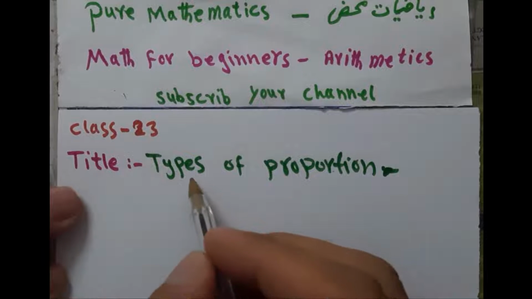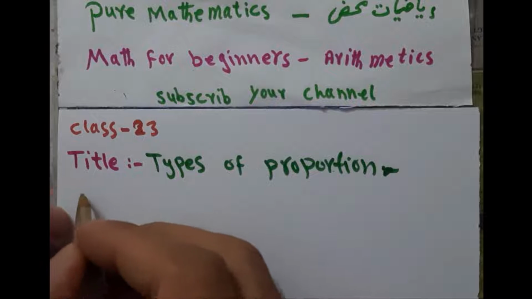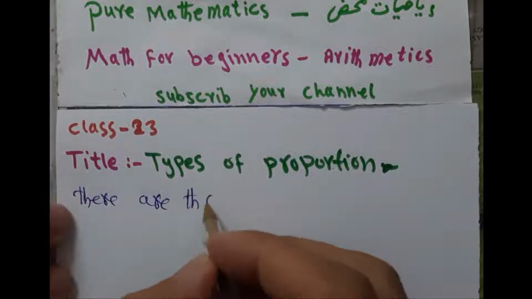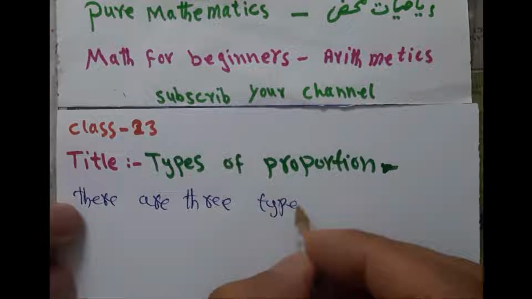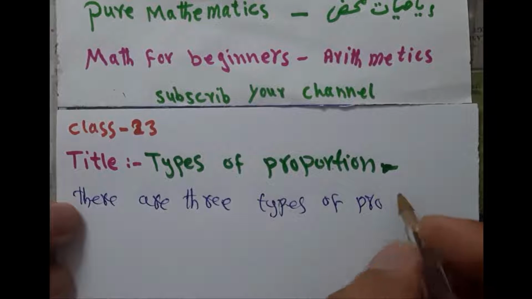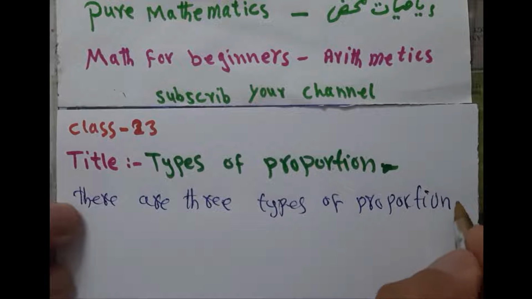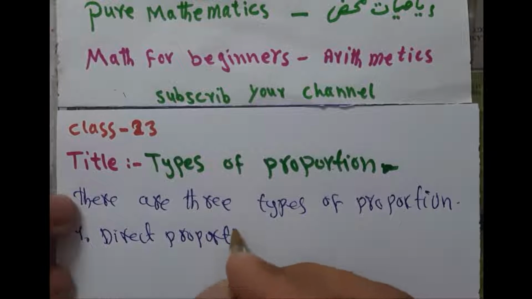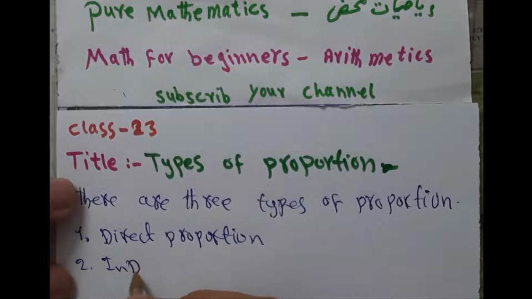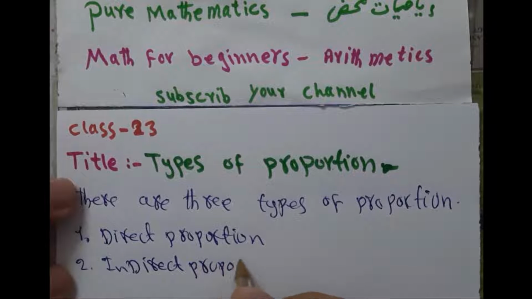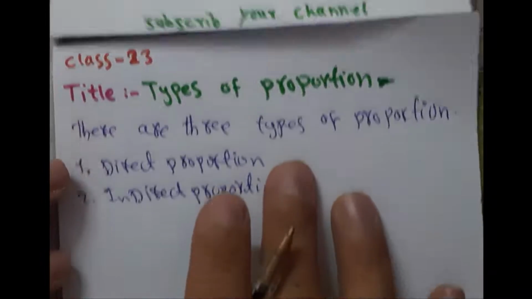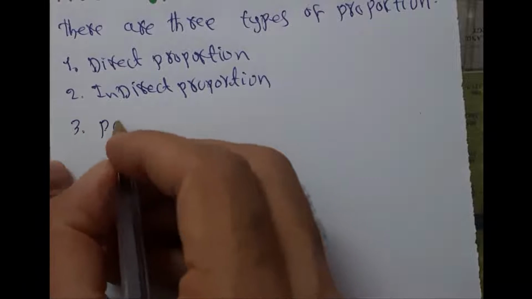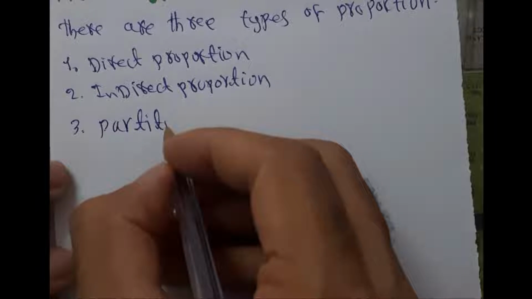Class 23, title of this class is Types of Proportion. There are three types of proportion. Number one, direct proportion. Number two, indirect proportion. Number three, partitive proportion.